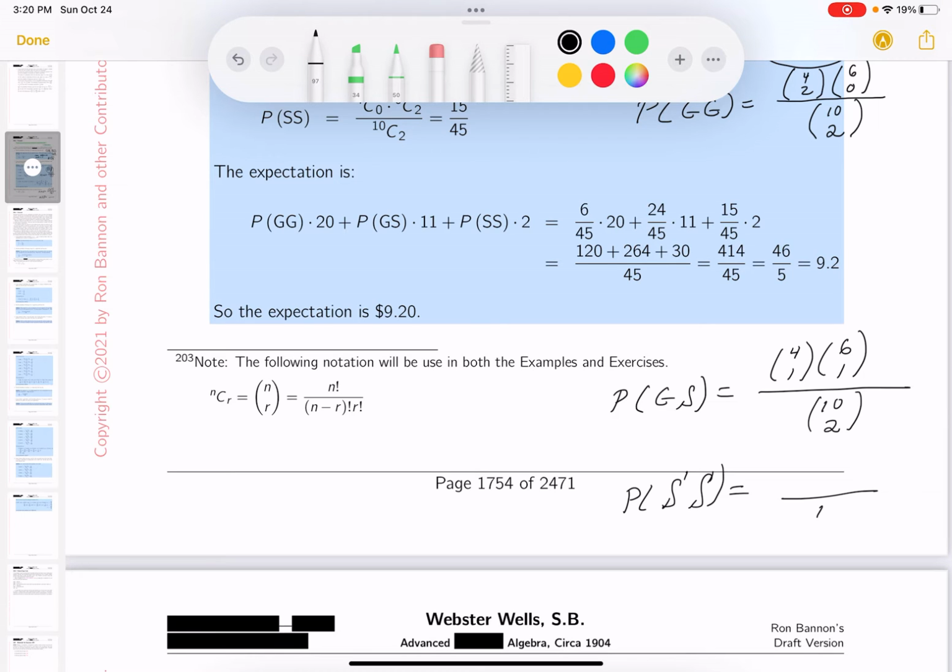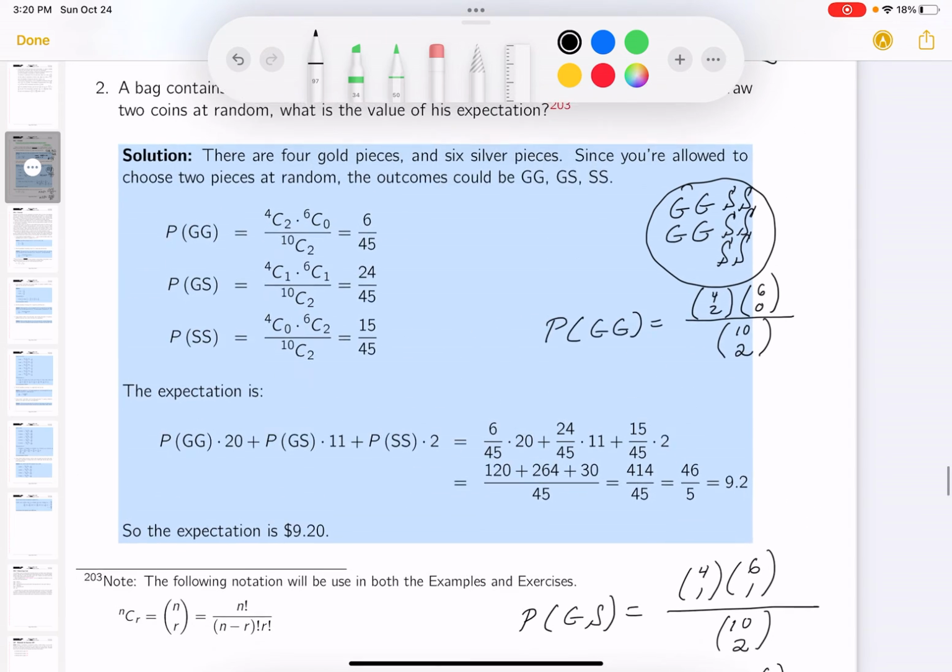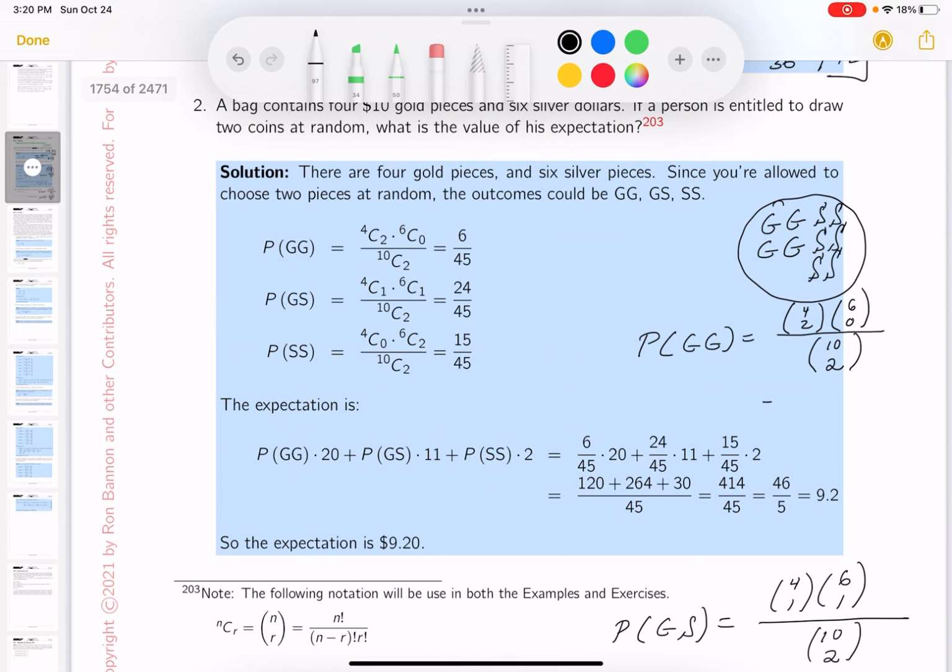Well, there's still 10 coins. I pick 2. Of the 4 gold coins, I pick 0, and of the 6 silver coins, I pick 2. Now, I got some computations to do over here, right? Let's do one at a time. And I'm going to do the bottom, because the bottom has to be done each time.